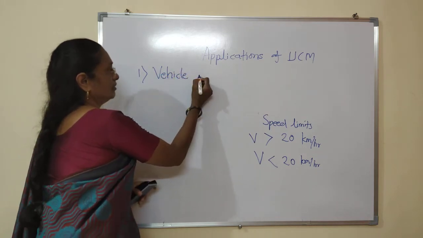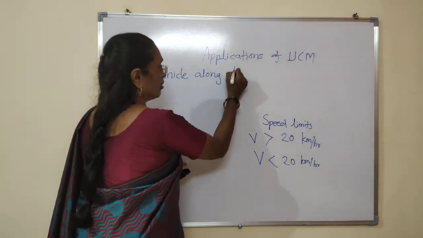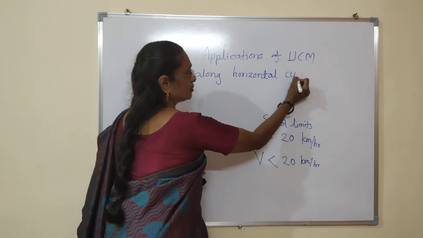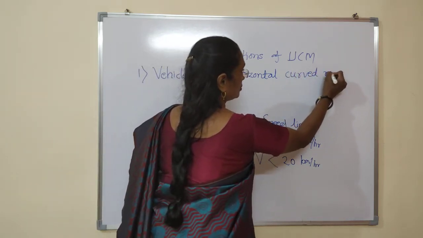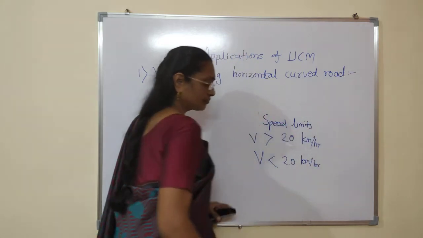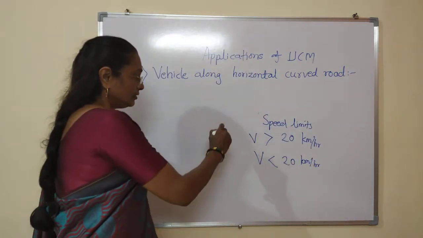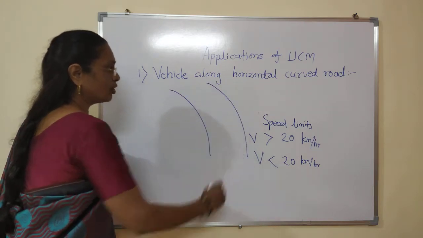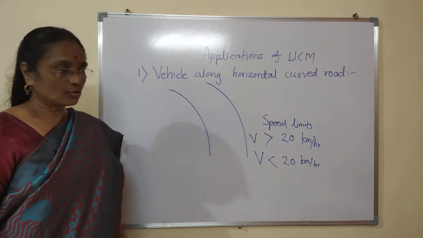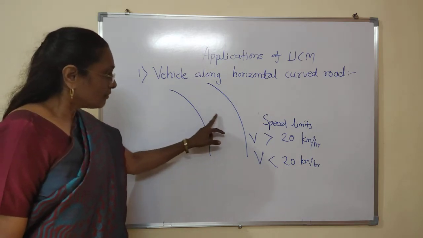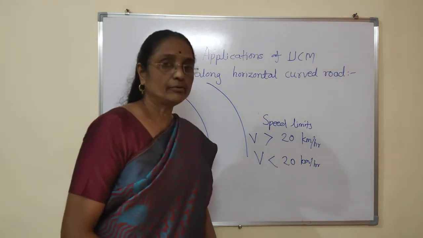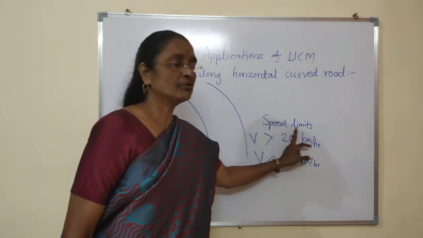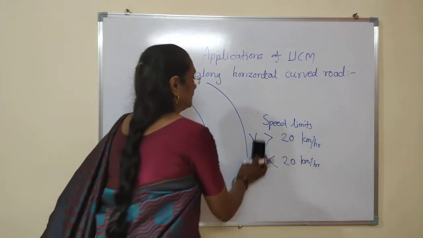Vehicle along a horizontal curved road. Horizontal curved road. So here, if a car is traveling along the circular road, for this situation we have to obtain the expression for speed or velocity.